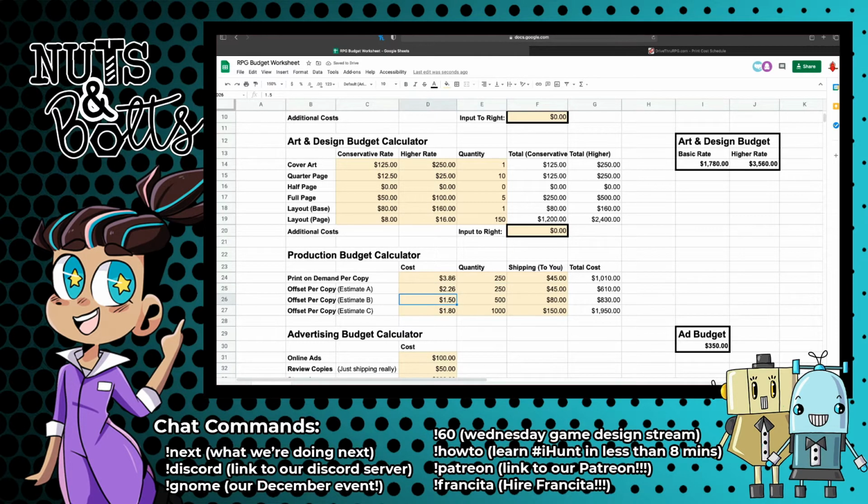So let's say hypothetically in this case, we're going to say $2.26 as long as you buy 250 copies. If you buy 500 copies, it might be $2.02. And then if you buy 1,000 copies, it's going to be $1.80. You do get dramatic economies of scale here.